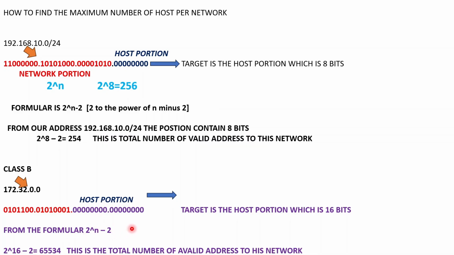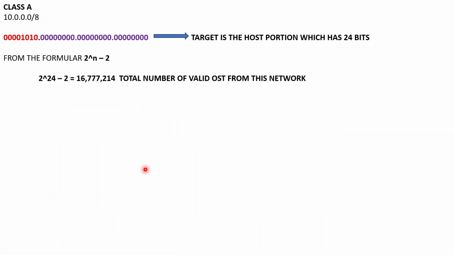We subtract 2 because of the network address and the broadcast address. Before subtracting 2, we get the total number of addresses including the network address and broadcast address. So we subtract 2 because the network address and broadcast address are not going to be assigned to our network devices. Once you do that, you get the total number of valid addresses, about 65,534. This is the total number of valid addresses available to our class B network, which is 172.32.0.0/16.